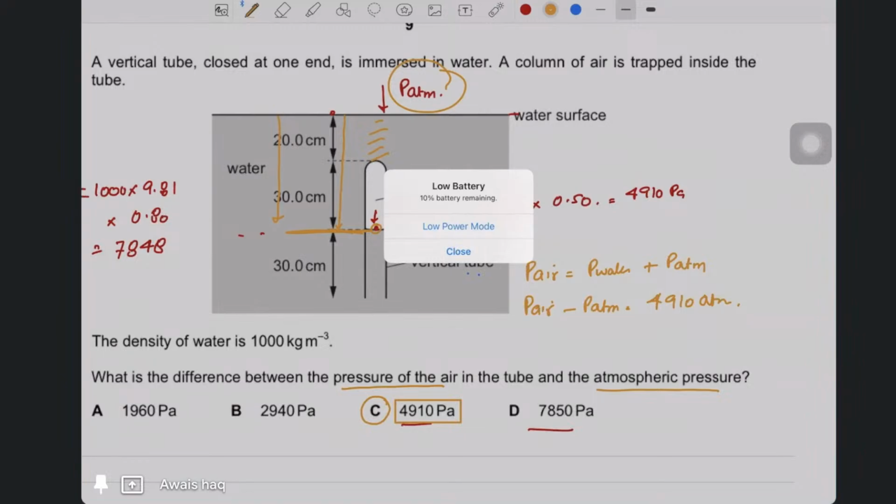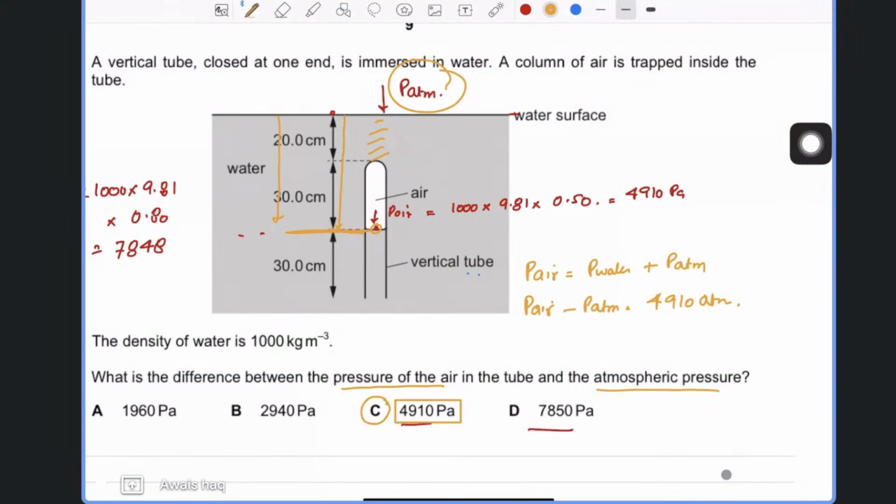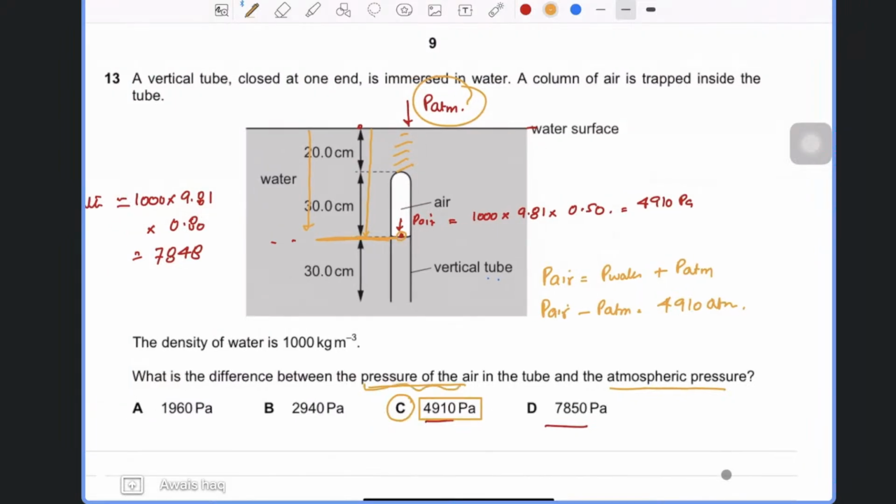Sir, what is the atmospheric pressure then? Sorry, come again? What was the atmospheric pressure there? We don't care what it was. We just need to find the pressure of air minus the pressure of atmosphere. Do you understand, Swell?